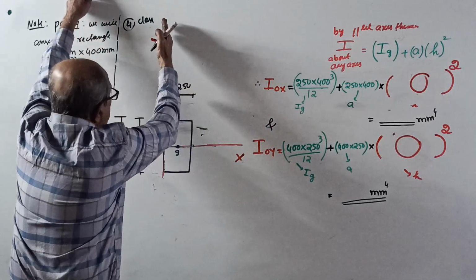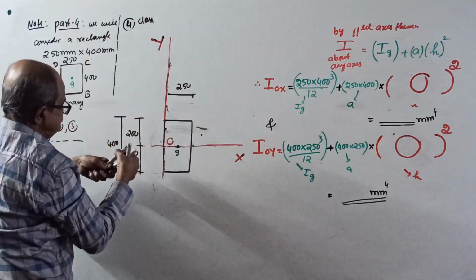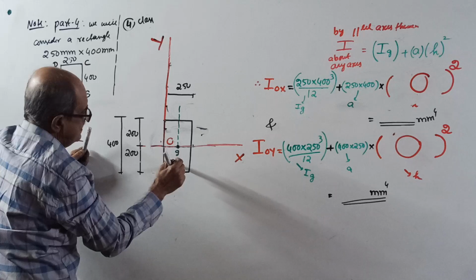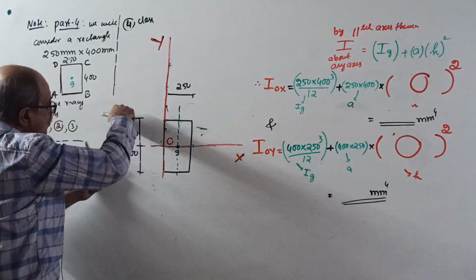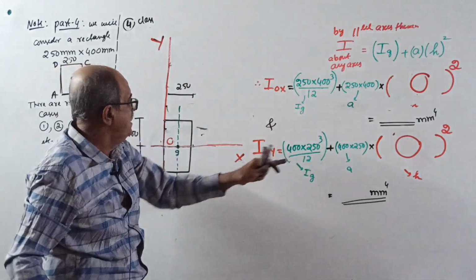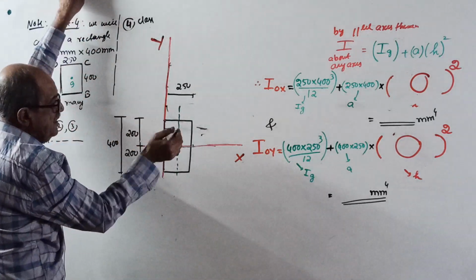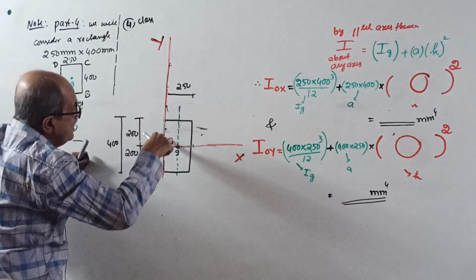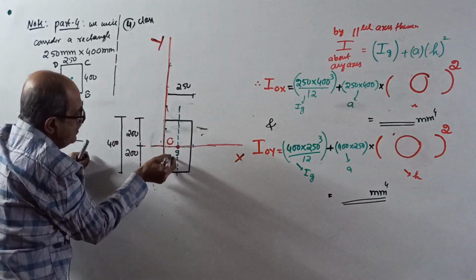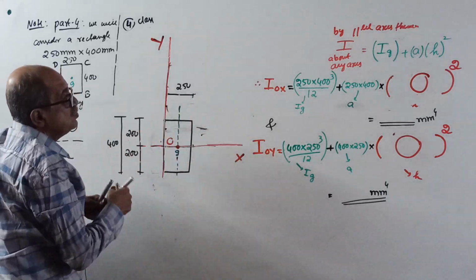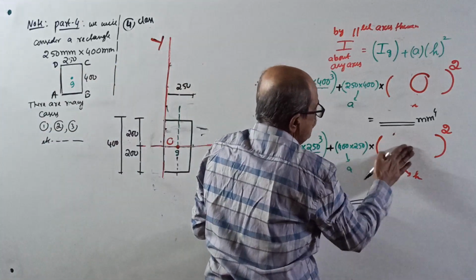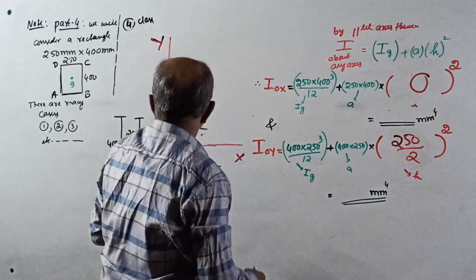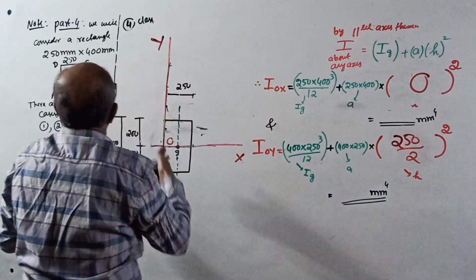Come to I about the OY axis. First, I about its own axis, which is 400 into 250 cube by 12, plus area into the perpendicular distance from centroid to the OY axis. This distance square is 250 by 2, whole square. That gives I about OX and OY. Question 4 is over. Now the fifth one.